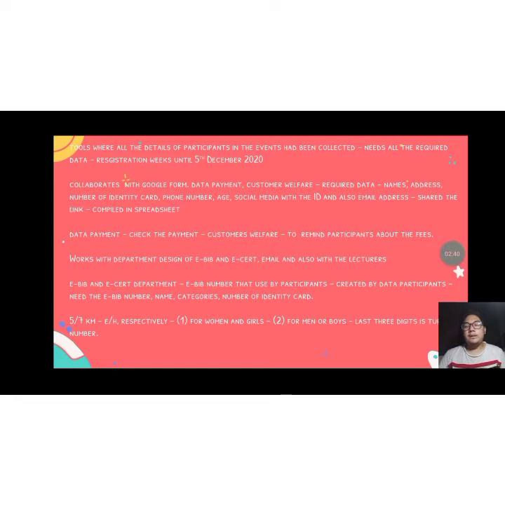Along with updating the spreadsheet, the payment of the fees handled by the Department of Data Payment also needs to be checked, whether participants' payments have been made or not, so that the money that has been credited tallies with the payments that have been paid. The Data Payment team will check and tick in the spreadsheet those who have paid the fees of this event.